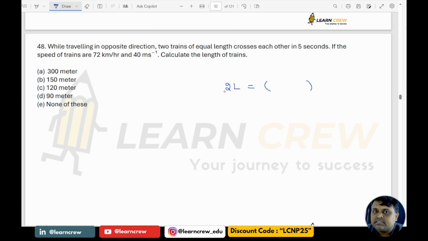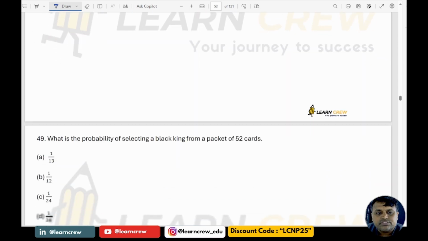Both are traveling in opposite directions. 72 km per hour is the same as 20 meters per second, and the other is 40 meters per second. So speed into time is 5. Thereby 20 plus 40 is 60, 60 into 5 is 300. So the length of each train is 150 meters. Now next, question number 49.